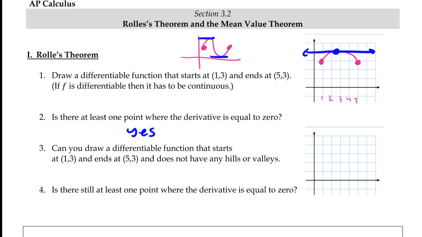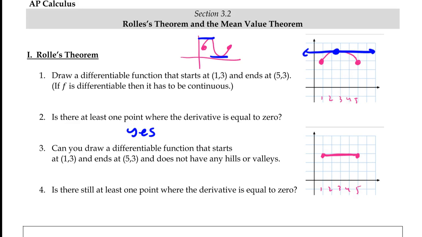Yes. Now, can you draw a differentiable function that starts at (1, 3) and ends at (5, 3)? Again, try this on your own. And does not have any hills or valleys. So what I mean by that is, look right here. I went up to come down. Here I went down, up. I went up, down, and then up again. Can I draw a function that starts at (1, 3), ends at (5, 3), is still differentiable, no hills or valleys? Go ahead, take a second. This is what you could draw. That's it.